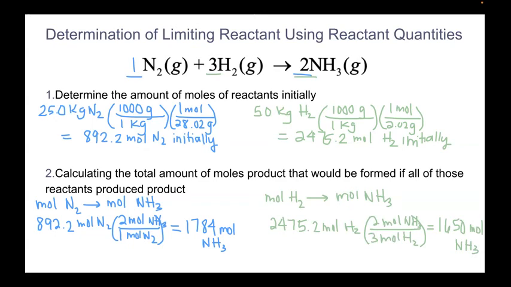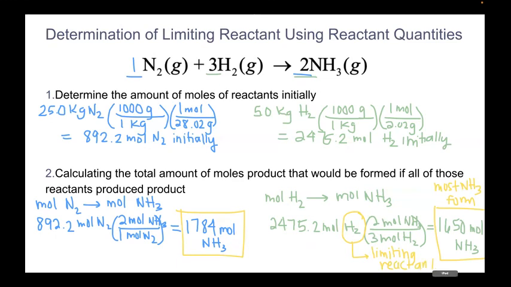So what we just did was figure out if all of each reactant form our product, which one would form the least amount of product? And we compare and we say that if I compare the number 1784 to 1650, 1650 is smaller. That means that is the most amount of NH3 that can form, meaning H2 is our limiting reactant.